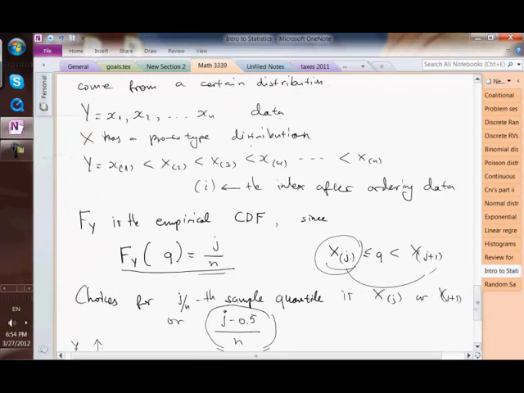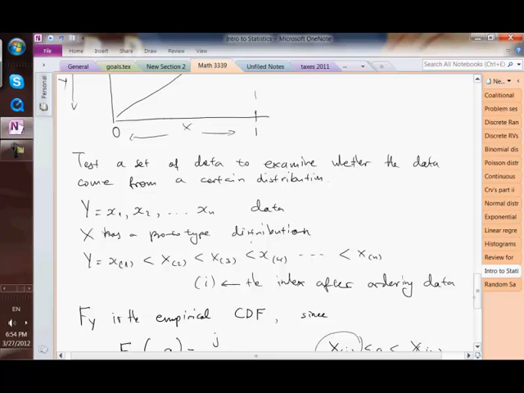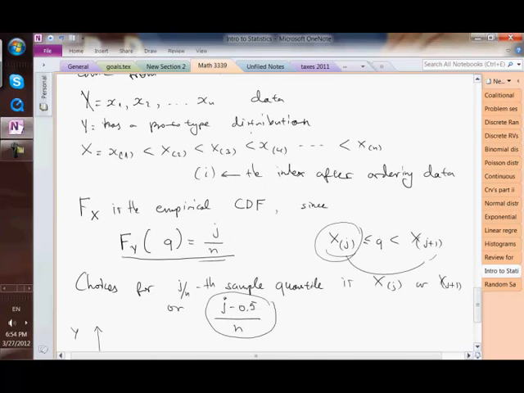Actually, I want to change something. What I will change is that I will use x for the data and y for the prototype distribution. So F sub x is the empirical CDF. So we do this. That's better because it resembles that. It fits that.